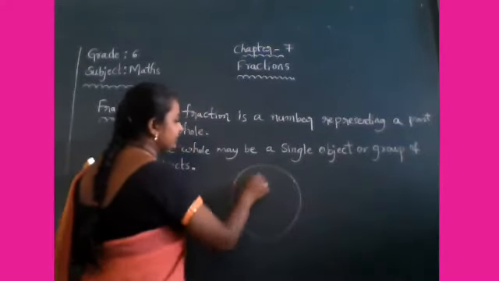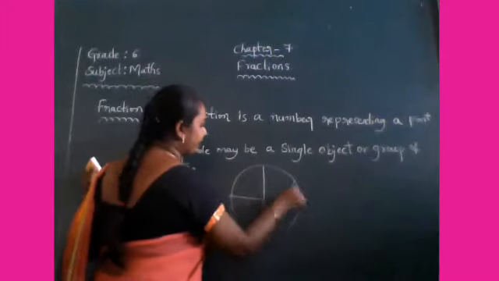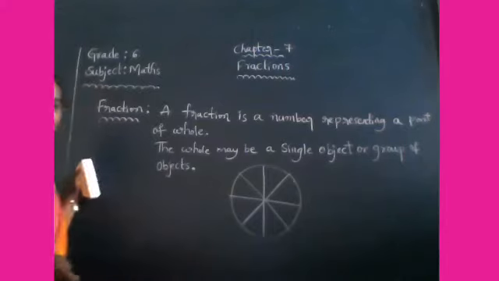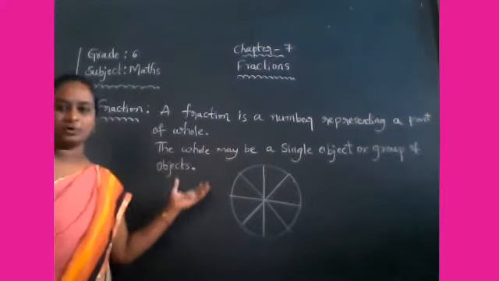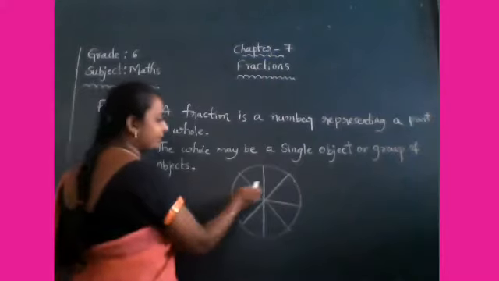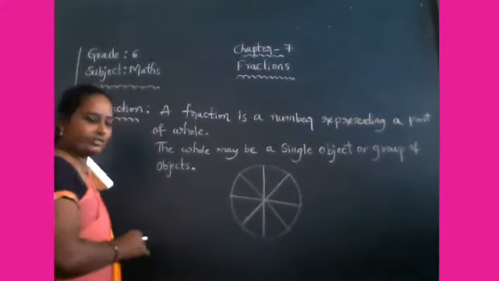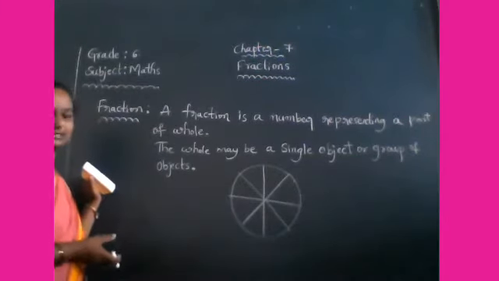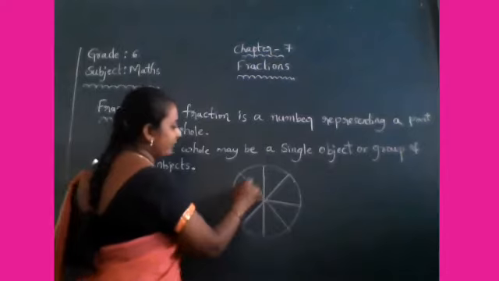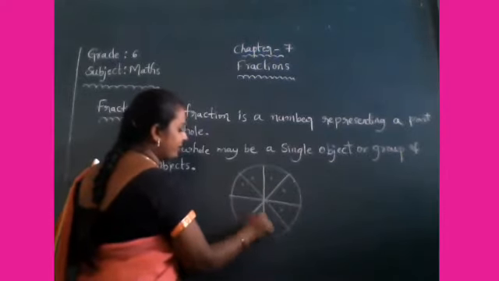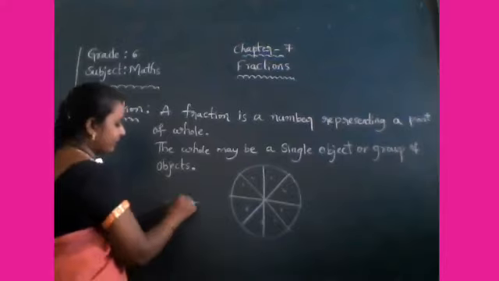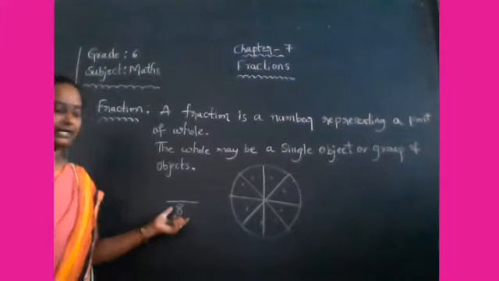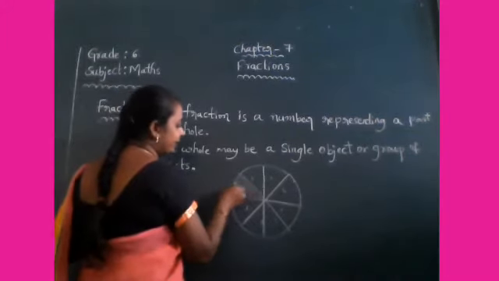Suppose a circle is divided into 8 equal parts. So how will you write this one in the form of a fraction? What I said, fraction is a part of whole. First of all, you have to observe how the circle is divided. How many parts? It has divided into 1, 2, 3, 4, 5, 6, 7, 8. So 8 equal parts it has divided. And here, one part I have shaded.